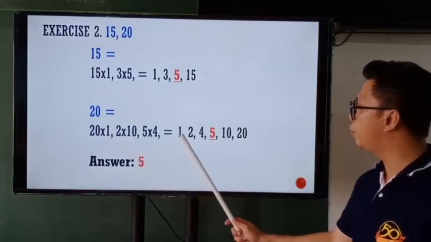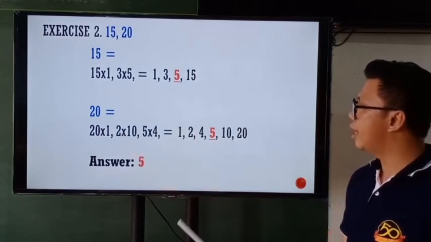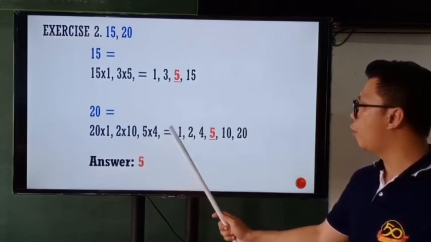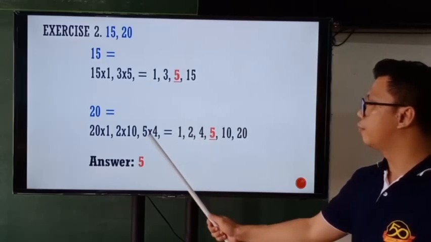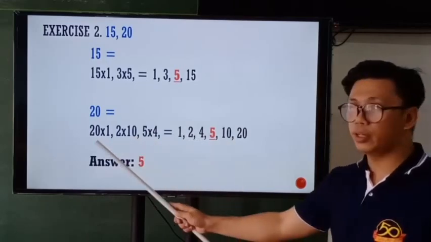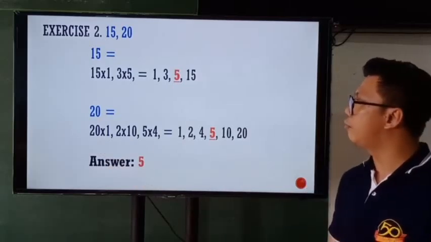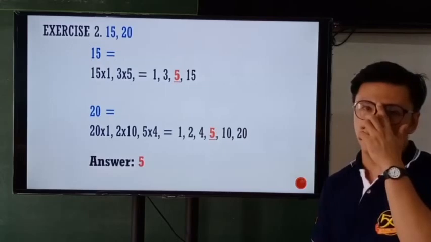So we will write first 1. Next is 2. Next to 2, 4. What's next to 4? 5. Next to 5? 10. And the last number is 20. Very good. So now we can find the highest common factors.